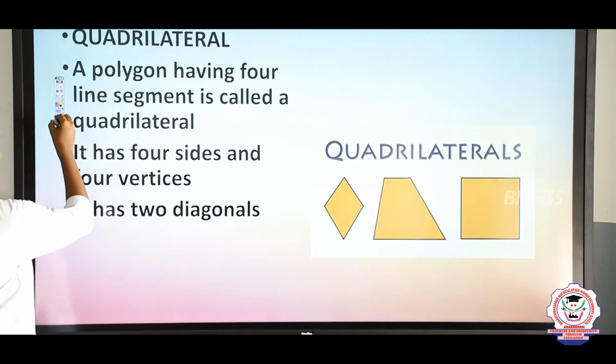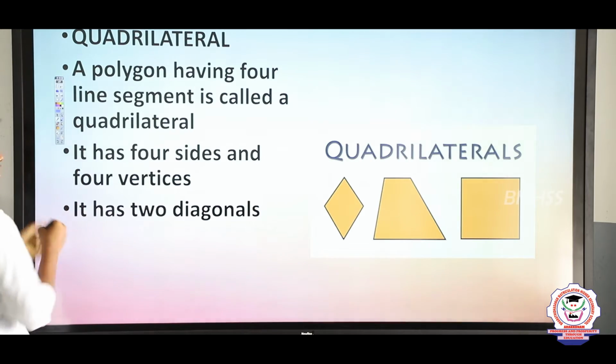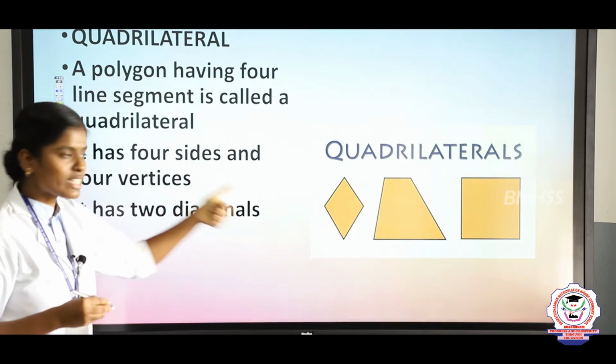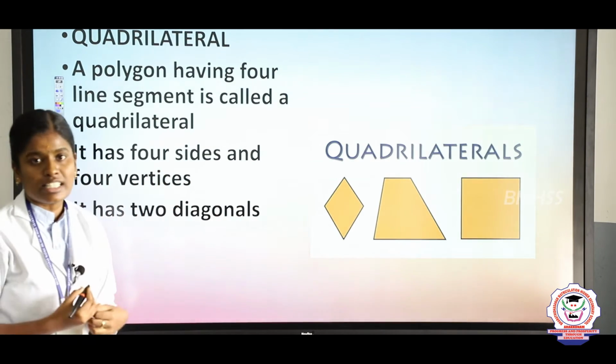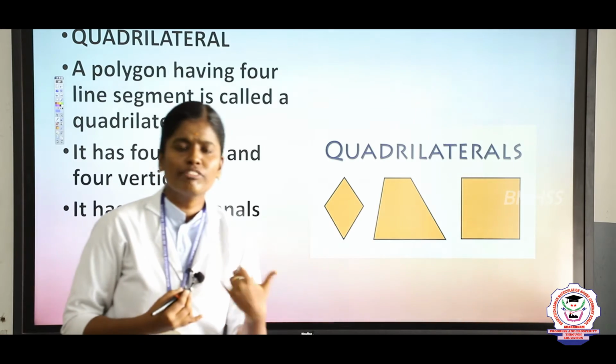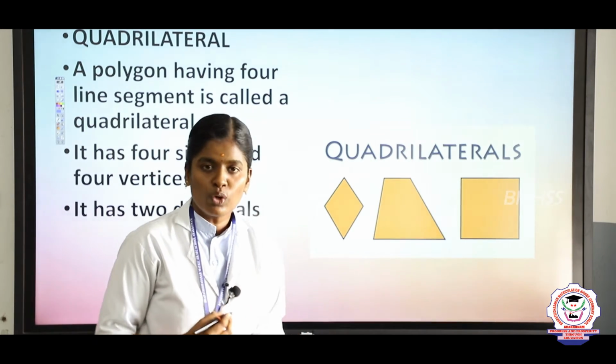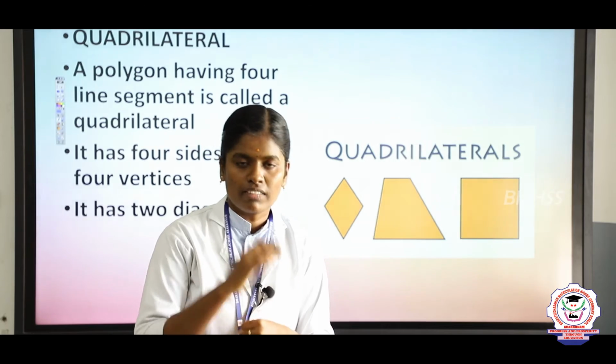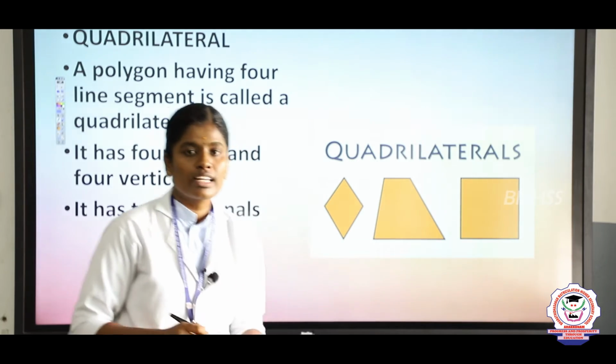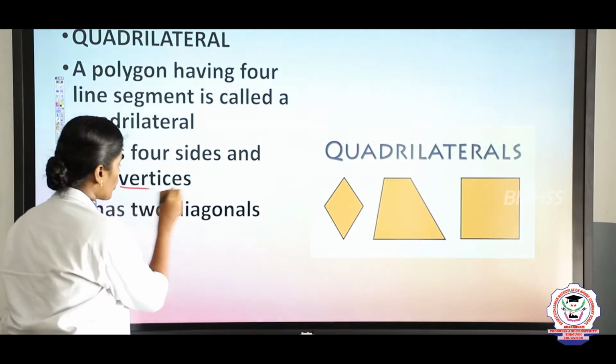That is quadrilateral. So listen, it has 4 sides and 4 vertices. So already you know what is meant by vertices. Vertices means corners.